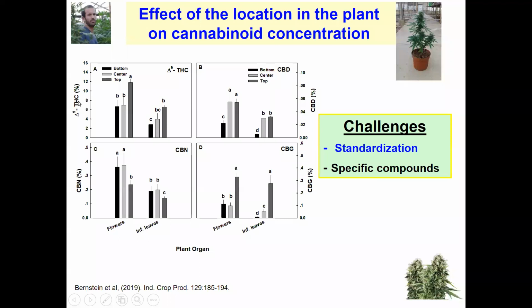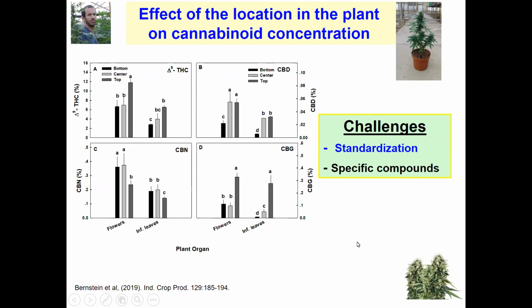So for example, for THC, the major cannabinoid, we can see that inflorescence in the bottom and center of the plant will have much lower concentration than inflorescence in the top of the plant. And the same thing occurs for CBD, CBG, and CBN, which is a breakdown of THC, and actually shows a different effect.